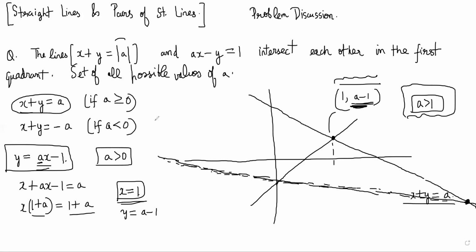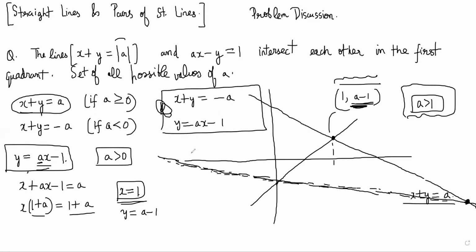if you find the intersection, the intersection of these two lines is still going to be, okay, we should do x plus y is equal to minus A and y is equal to ax minus 1. We should solve these two if A is less than 0, right? So you will get x into 1 plus A is equal to 1 minus A. So x is equal to (1 minus A) by (1 plus A).